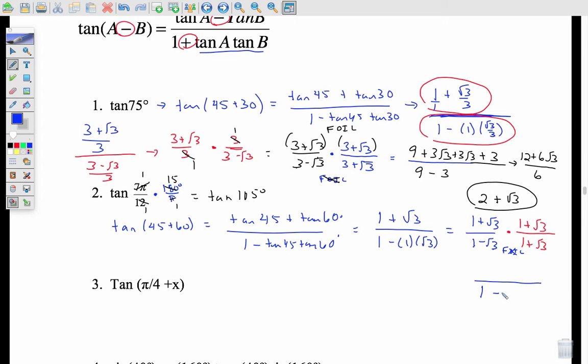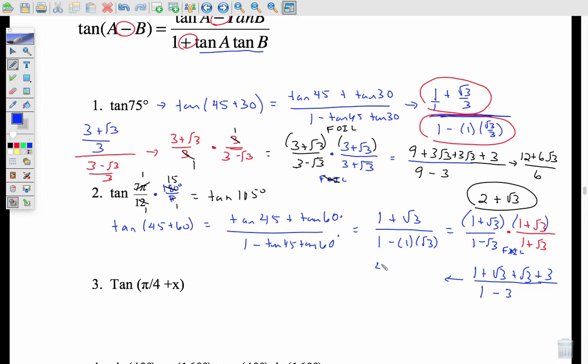For my conjugates, again, in the FOIL process, the outer and the inner will cancel each other out. So I'll just do the first and last. 1 times 1 is 1. Negative square root of 3 times square root of 3, we'll just remove the radical, and I have 1 minus 3 in our denominator. I'll go ahead and FOIL the numerator again. First terms, 1 times 1 is 1. Outer terms, 1 times the square root of 3 is square root of 3. Inner terms, 1 times the square root of 3 is also square root of 3. And last terms, the square root of 3 times the square root of 3 is just 3.